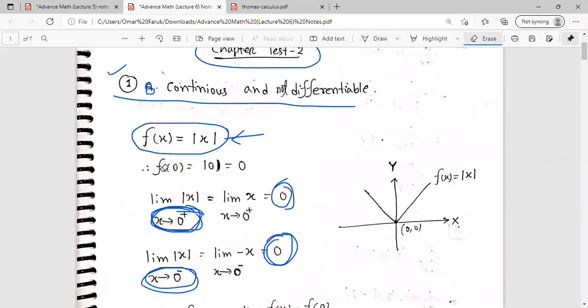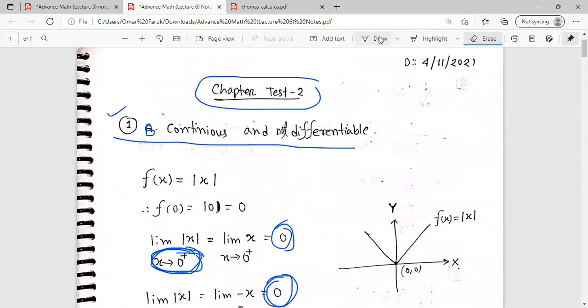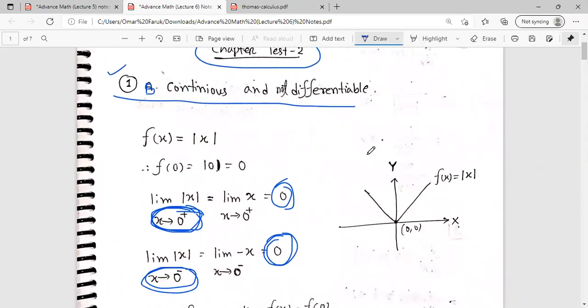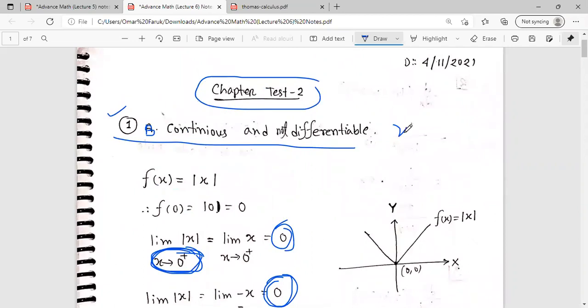So for example, here in our question, it was asked whether the function is continuous at x equal to 0. So if we graph this function, it will look this way. Let me show you.